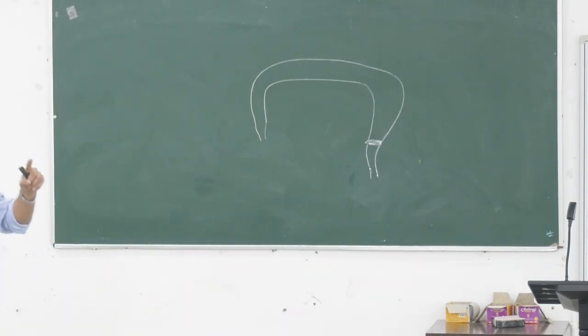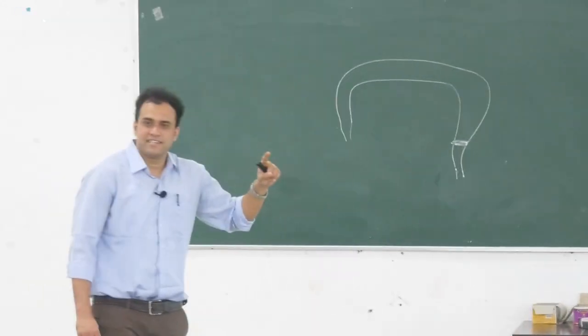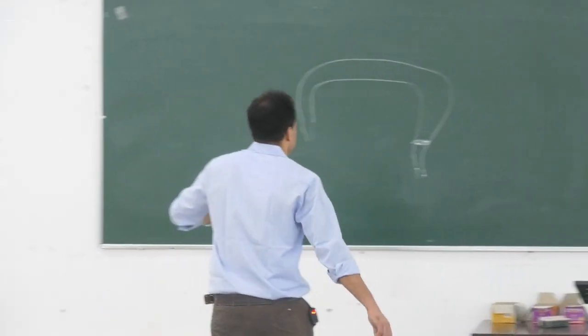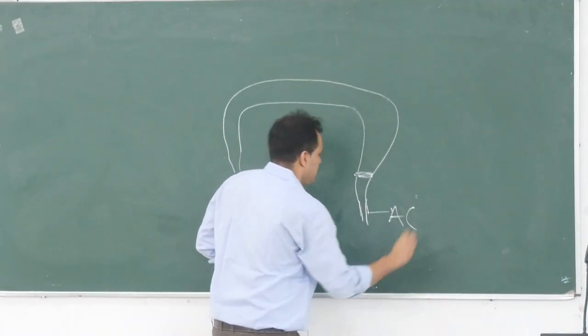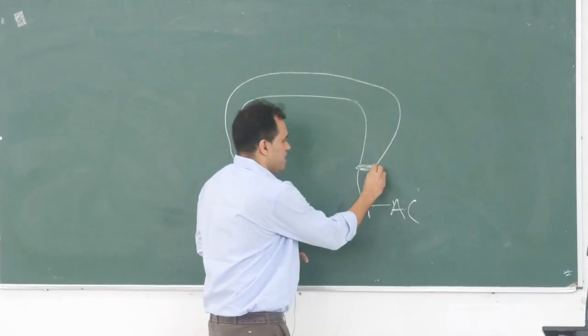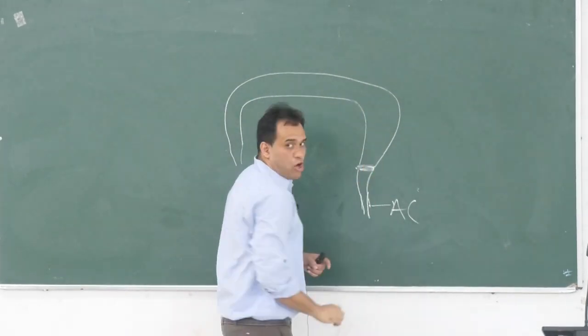basically, what is this? This is the anal canal, for example. Say this is the anal canal. This is the rectum here, and this is the colon.